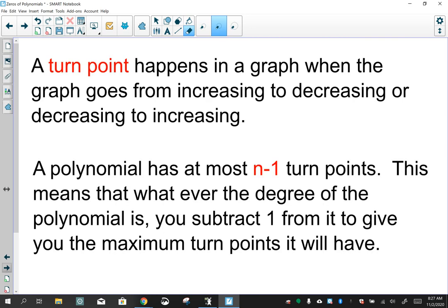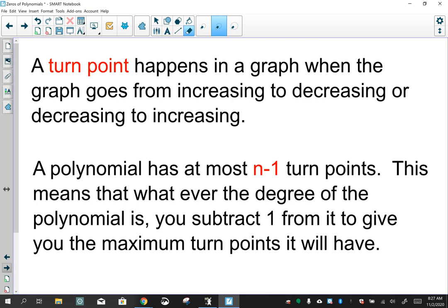A turn point happens in a graph when the graph goes from increasing to decreasing or decreasing to increasing. So that's going to be your turn point. What that means is you're going to have a polynomial of some degree, and you're looking at it coming from positive infinity or negative infinity. Then it's going to do some turns, and then it's going to leave to either positive infinity or negative infinity. That's what we're talking about when we're talking about turn points.